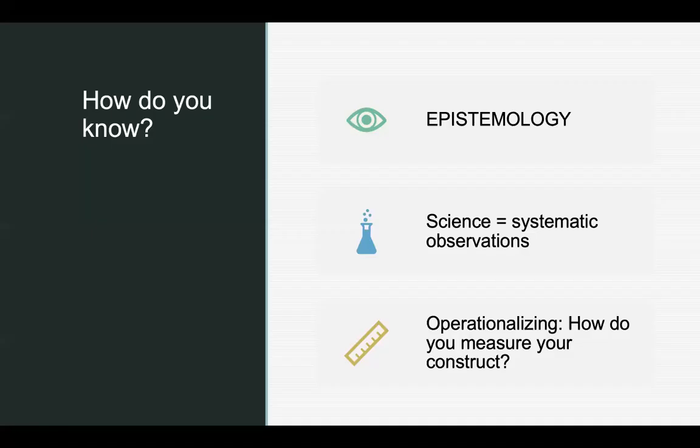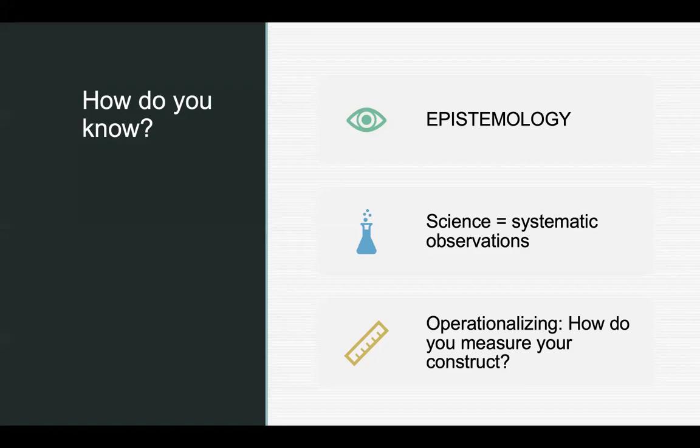So that's another example of what we're talking about today, which is how do you know and how do you find out? How do you know is answered with the word epistemology. Epistemology is sort of like the study of how people find out the truth. How do you know stuff? Epistemology, different ways of knowing stuff.